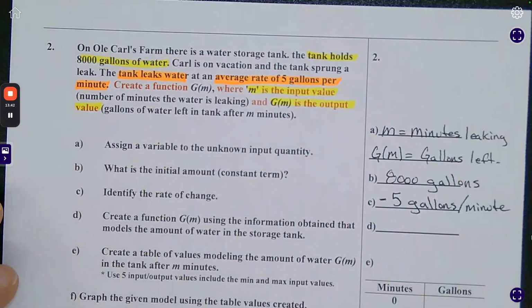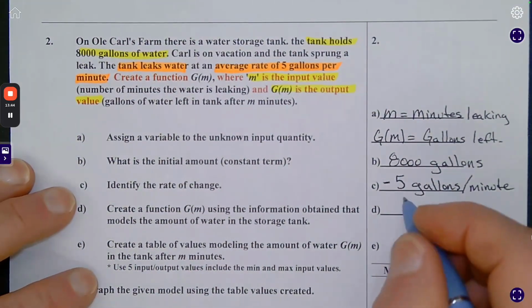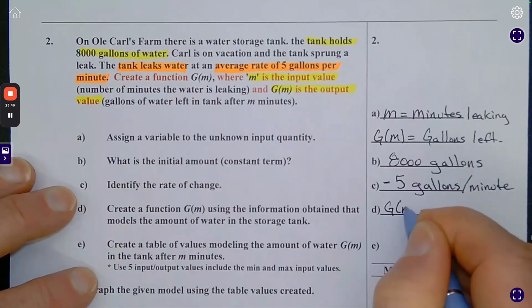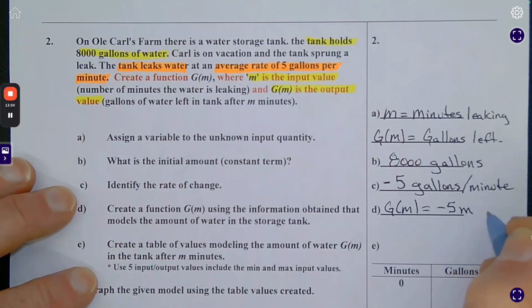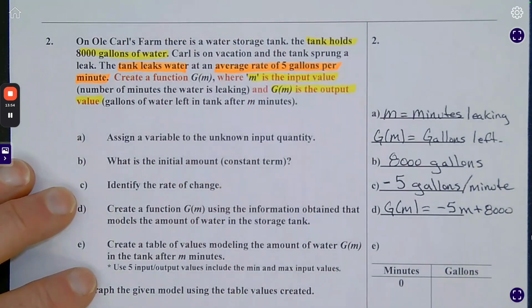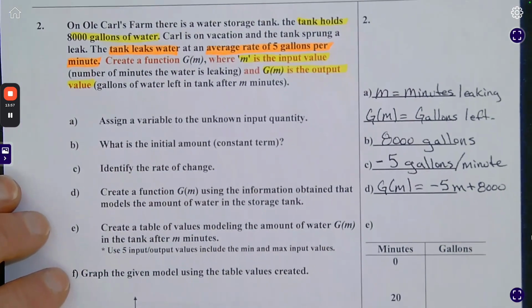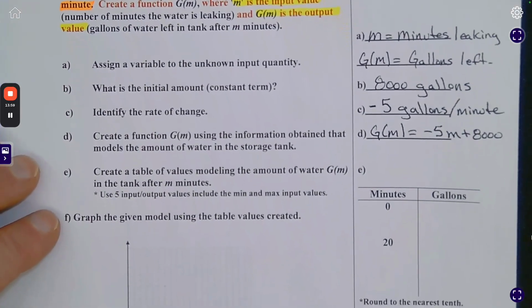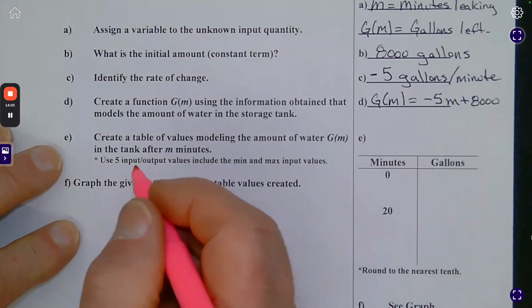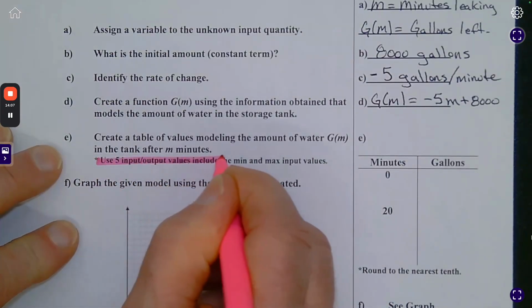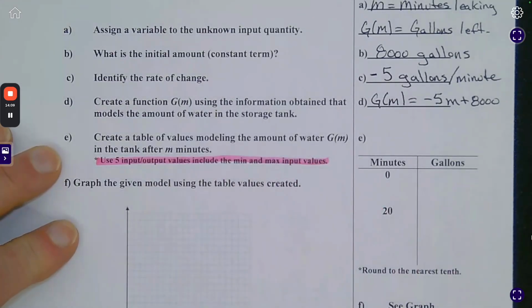All right, let's create a model. G of m equals your rate of change times your input plus the initial amount. All right, there's the model. Okay, now we're going to create a table of values. Let's do it. Notice when we create a table of values, we have to use 5 inputs and 5 outputs and include the min and max.